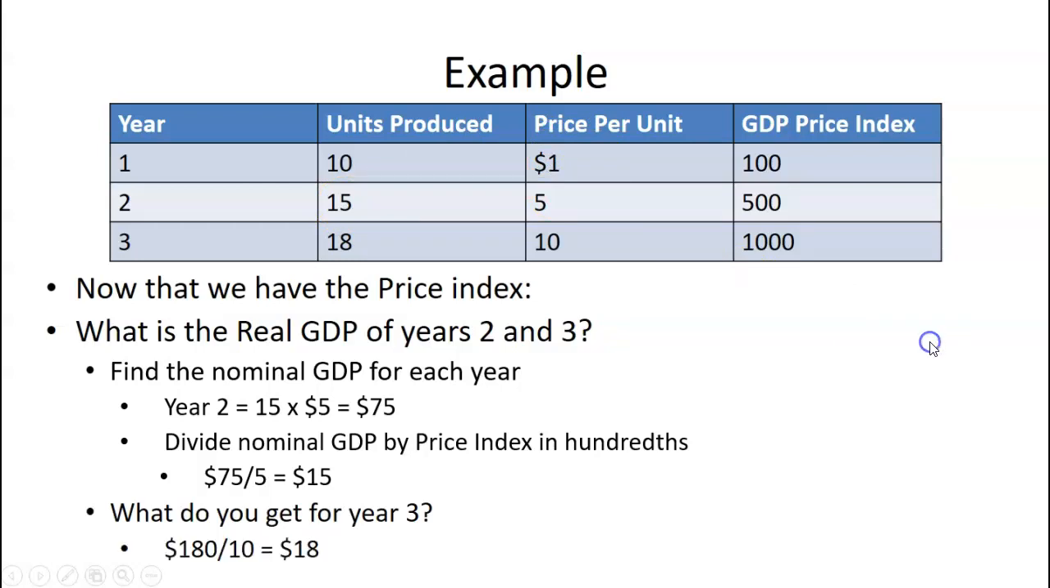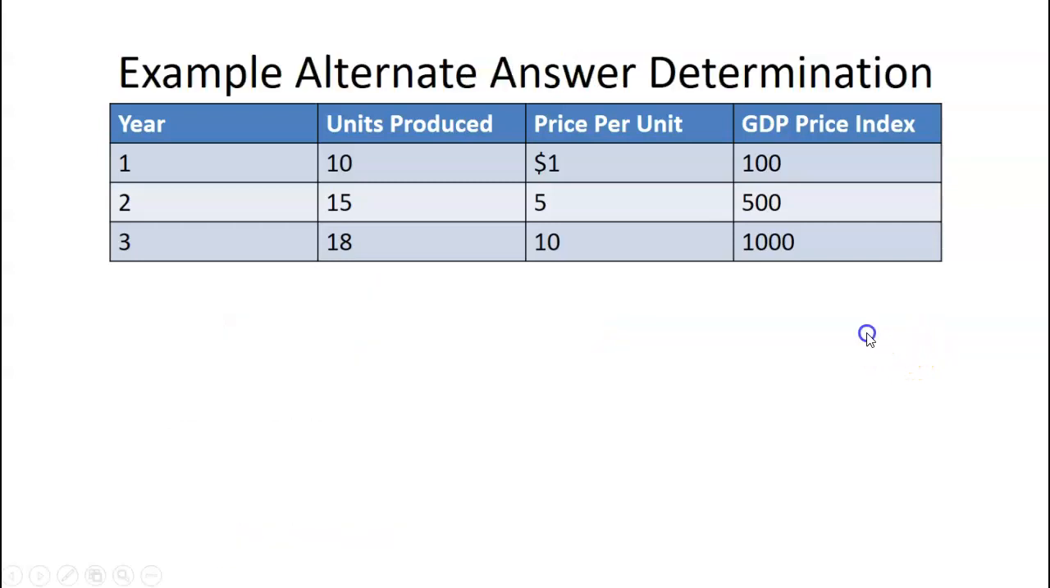For year 3, you should have gotten $18 if you do everything else. So make sure this is making sense. Know why we're doing it and why it works. Hopefully it's working.